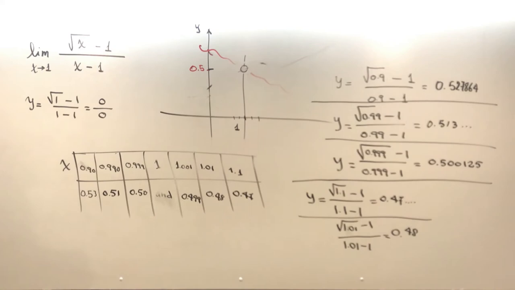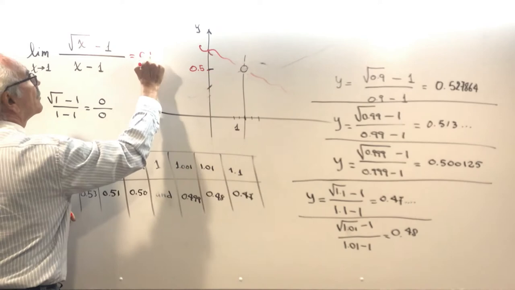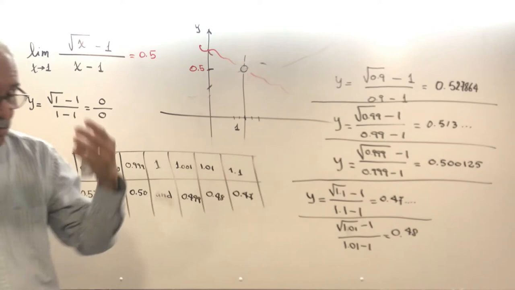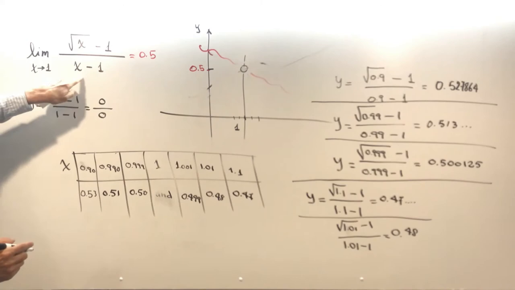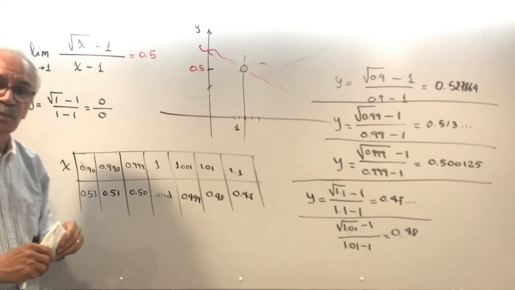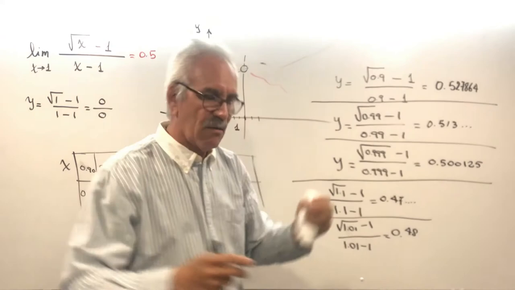So the limit is equal to 0.5. You were thinking that this operation, the square root of x minus 1 divided by x minus 1, at x equals 1 or approaching 1, is impossible to solve. No, you solve it: 0.5. But I will teach in the next class using the tablet to show you the graph, how this function goes step by step.